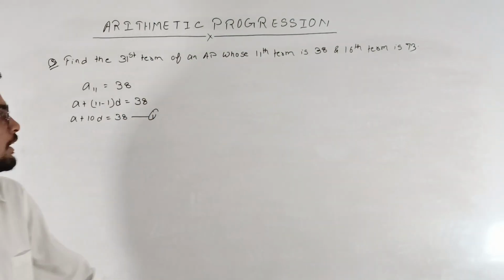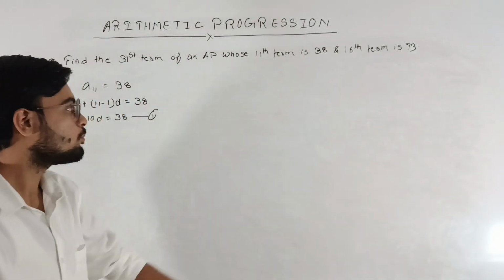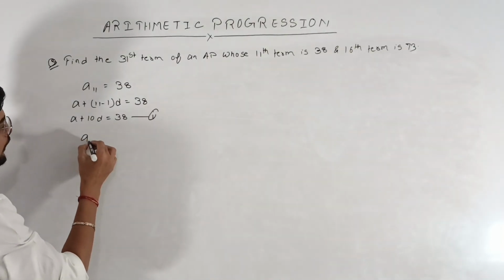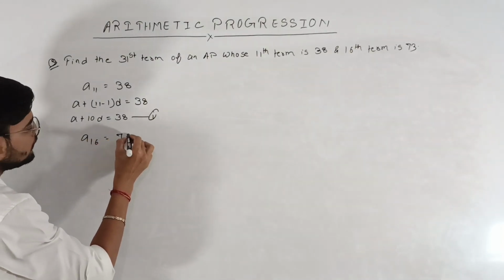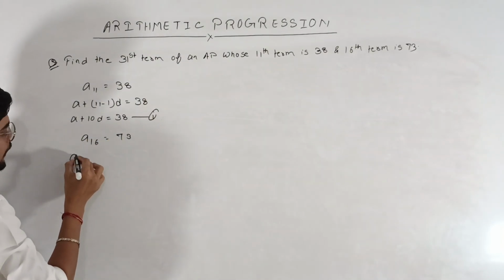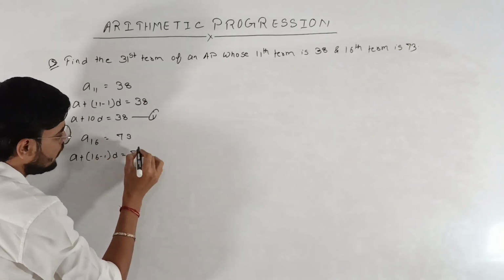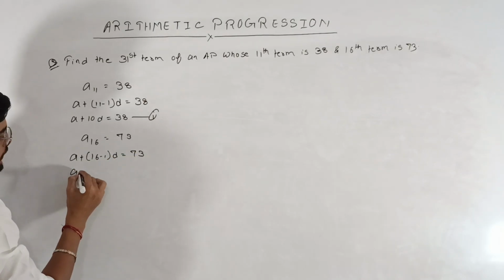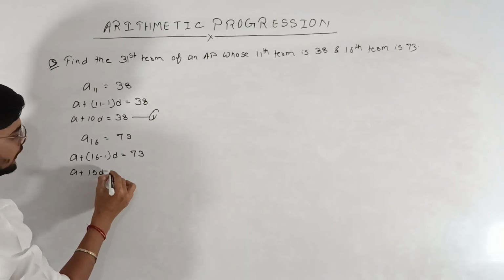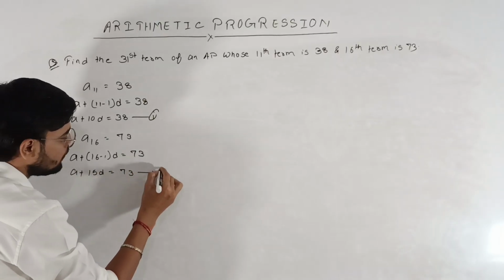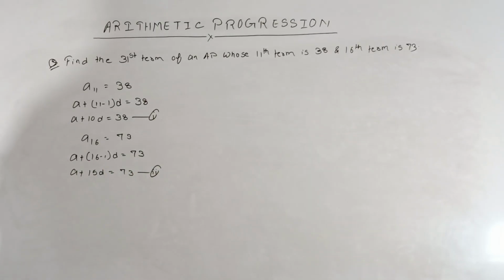Now second thing is given 16th term, which is 73. So now write this. A16 is 73. So A16 is what? a plus 16 minus 1 into d is equal to 73. Now a plus 16 minus 1 is 15d is equal to 73. Now this is my equation second.